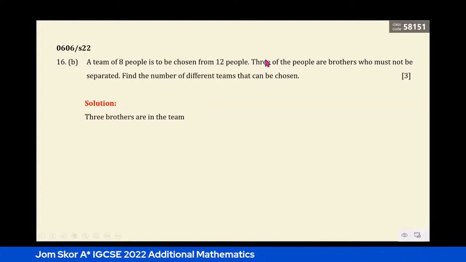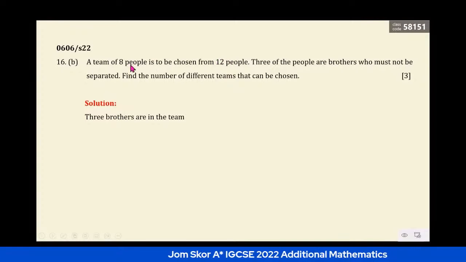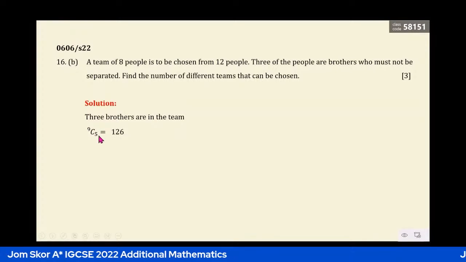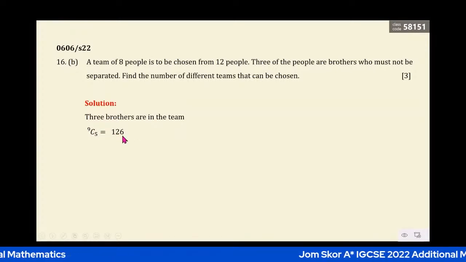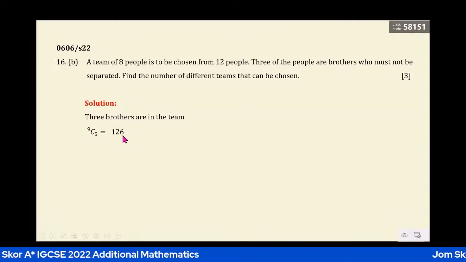So another 5 will be chosen from, okay, 12 ni termasuk yang 3 orang ni. Okay, so 12 minus 3, it becomes 9. Okay, so from 9 people, we want to choose 5. Alright, so dia akan jadi 9C5 is equal to 126. Okay, because all 3 brothers must be in a team, dia dah confirm dah duduk dalam tu, so dia dah 3 tambah lagi 5, so dia akan jadi 8.